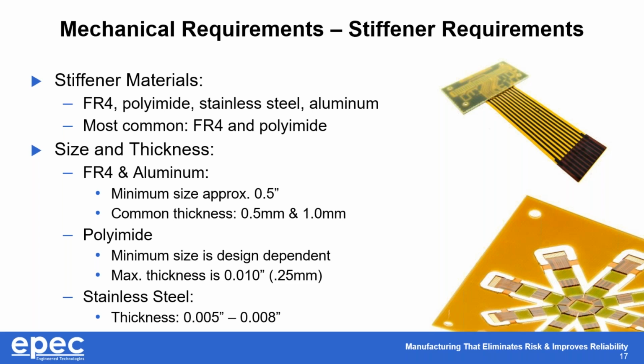However, moving on to polyimide, the minimum size is very design dependent. So on some designs, we can go significantly smaller. On some of them, we can just go slightly smaller. It just all depends on what we see from the design. In this case, for polyimide, max thickness ends up being about 10 mils, which is about 1/4 millimeter. And then for stainless steel, the thicknesses that we commonly operate within are 5 mils and 8 mils. So you can see off to the side where, in this case, we've got varying stiffeners of all kinds going across this board and across the other board.